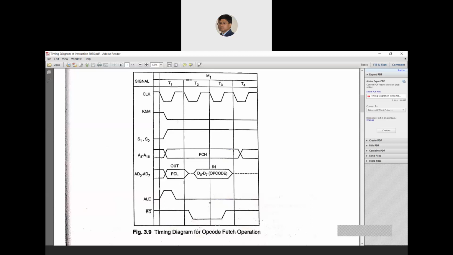Okay, so you are reading in between T2 and T3, right? So it is becoming low at this state. It is actually indicating that data from the memory is being read out. So this D0 to D7 block and this read block are related.